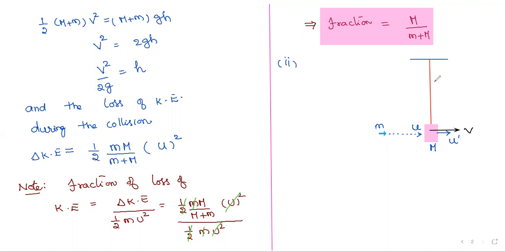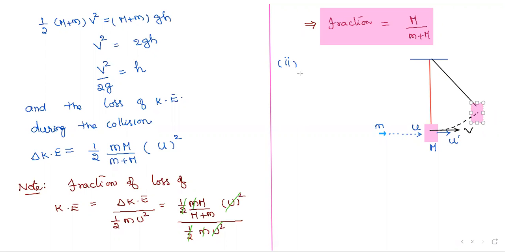Then the same question. Since it can't move forward, why? Because it is suspended. So it tries to move like this. And suppose its velocity becomes 0 here, like in the previous one. Then again the question is, what is the height attained by only the wooden plank? Why? Because once again I'm repeating, the bullet already came out.